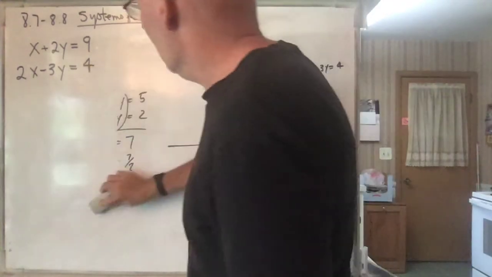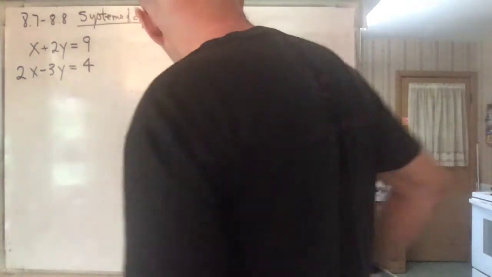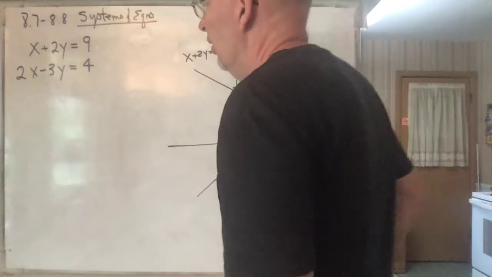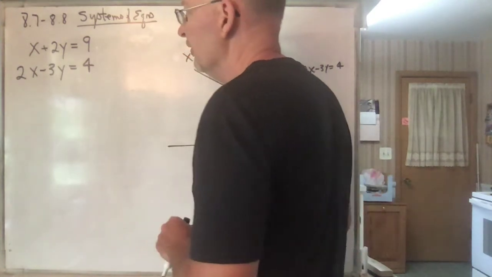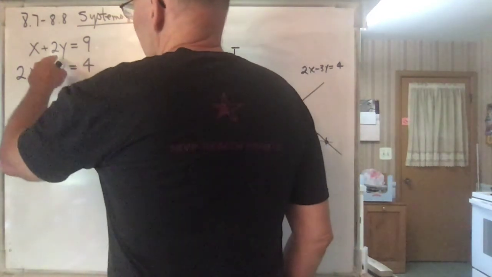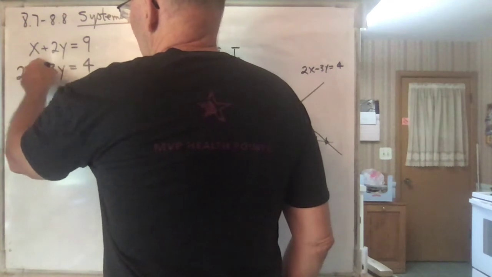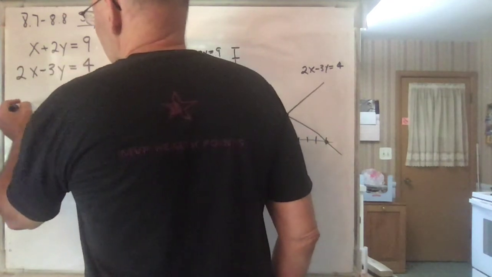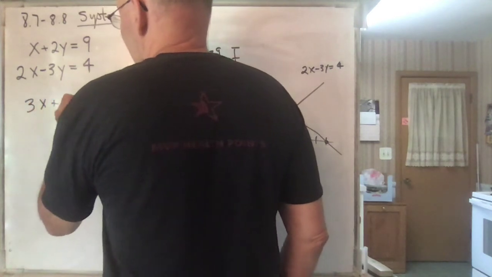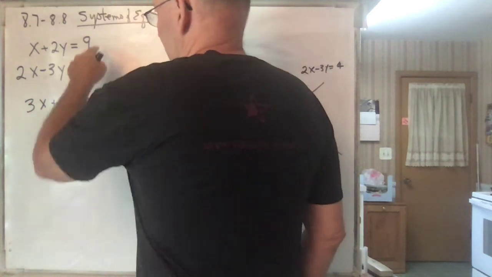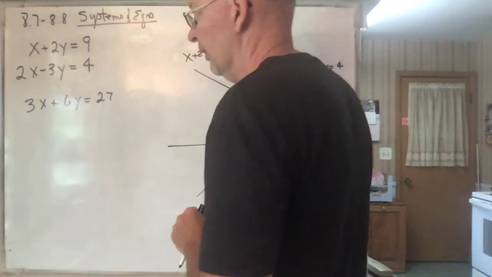This system isn't quite as convenient. I'm going to have to do a little manipulation in order to do it. So that one, I had the same number of y's in each equation. Here, notice that if I multiply this equation by 3 and get 3x plus 6y is equal to 27, agree, if I multiply that one by 3, I'm going to get that.